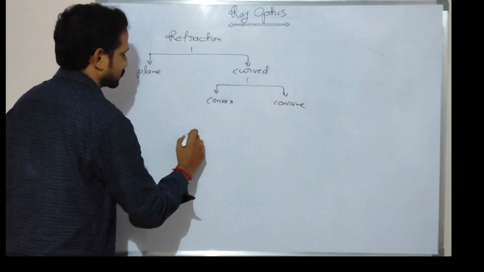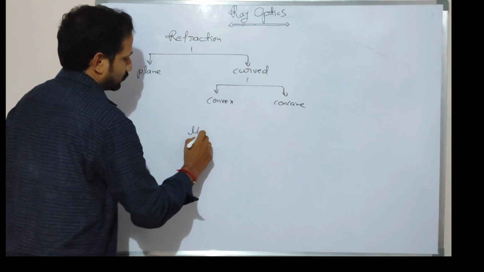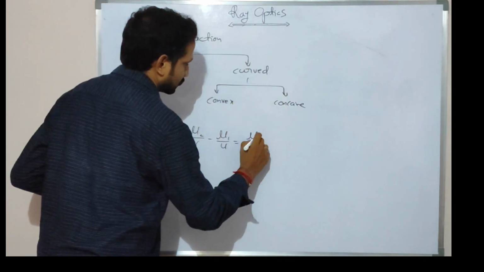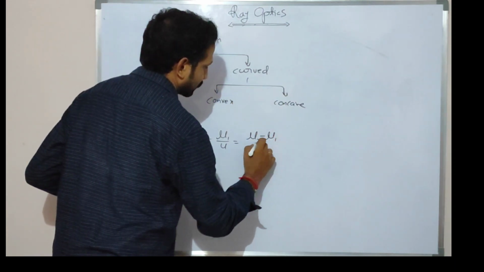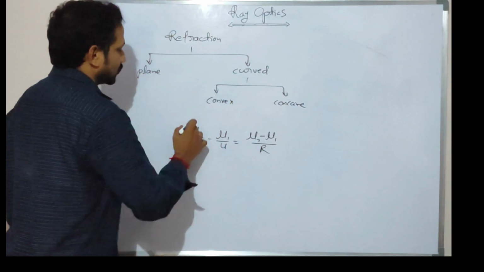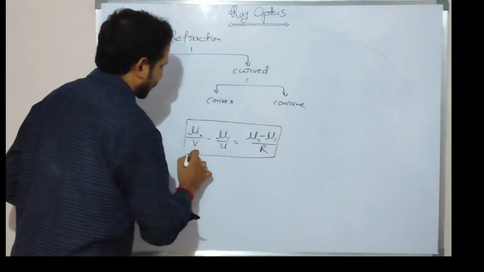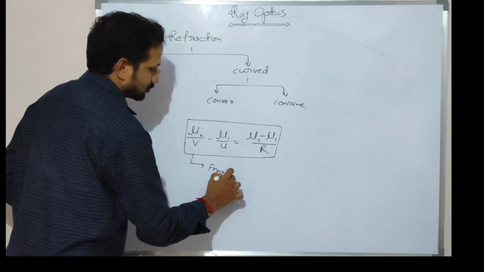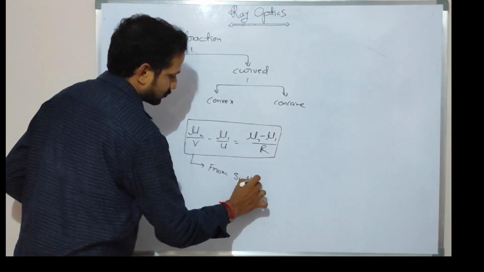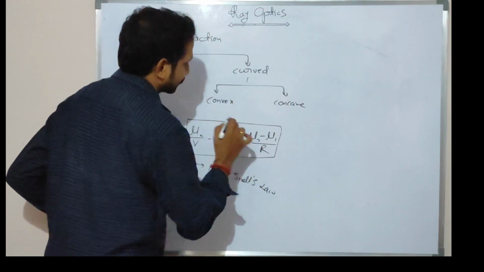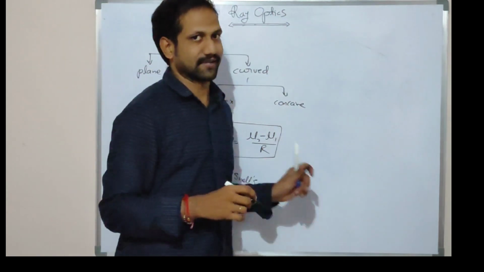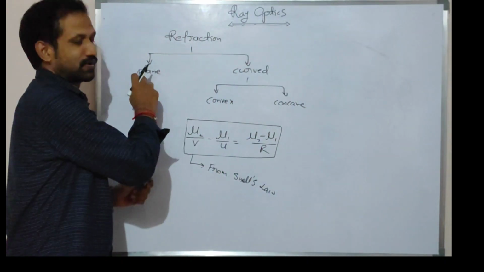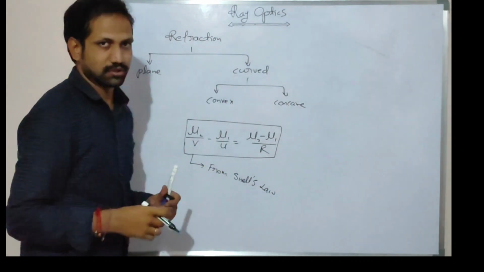The formula is mu2 by v minus mu1 by u equals mu2 minus mu1 divided by r. So how is this formula arrived at? Actually, it is due to Snell's law. From Snell's law we can derive this, but the derivation is not given in this class. We will consider the direct formula here and see how to apply it for a plane interface and also for a curved interface.